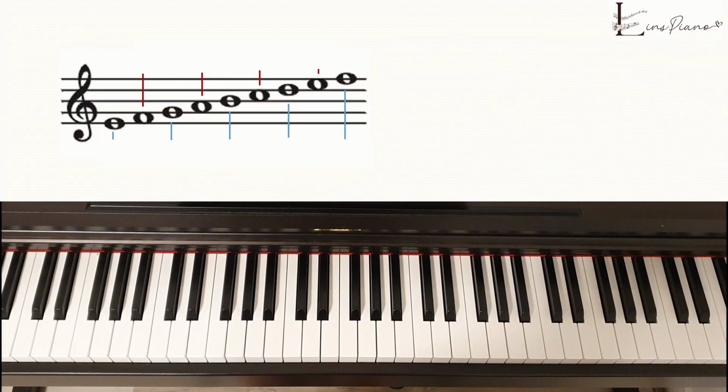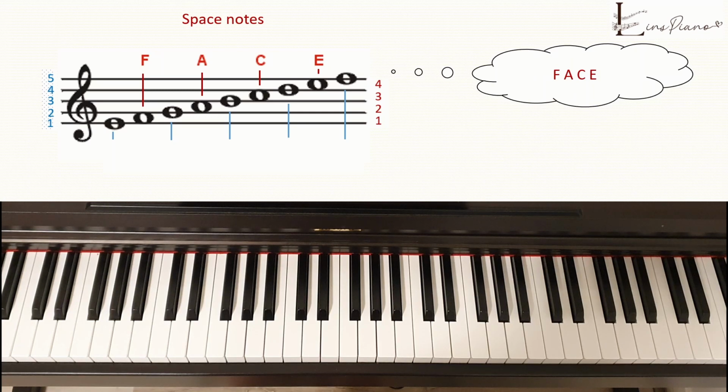However, we won't memorize those notes one by one. It might take you forever. There is a tip here that will help you recognize the notes on the treble clef much more easily. Firstly, you will notice that each note is either a space note or a line note. The 4 space notes on the treble clef are F, A, C, E. The word face helps you remember them.